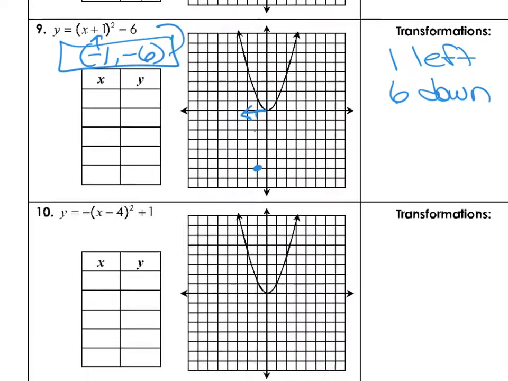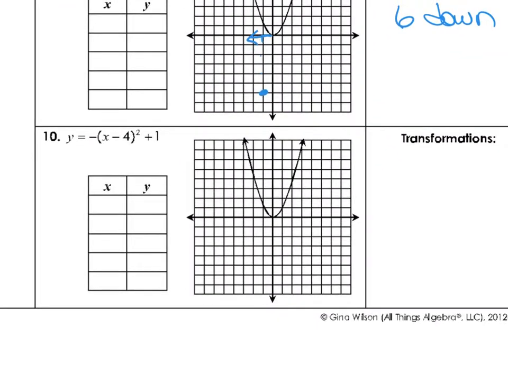All right, let's look at this one. My vertex, take the opposite, 4, bring this down 1, so 4, 1. So we are going to go from the origin, over 4, and then up 1. So we went to the right 4, and up 1. Okay, so my graph looks like that.